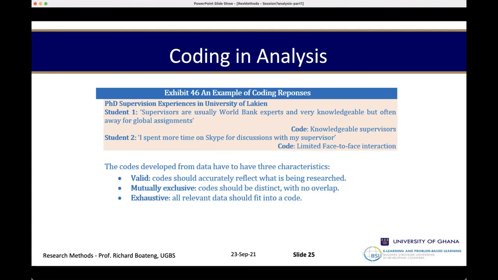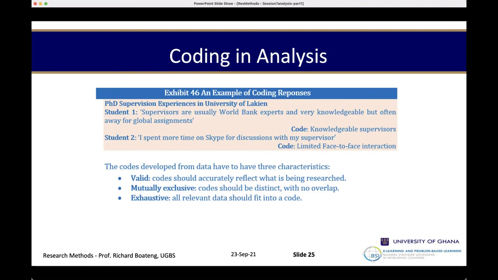Okay, so let's take it on. All codes have to have three characteristics. They are supposed to be valid. Code should accurately reflect what is being researched. Number two, they should be mutually exclusive, meaning that codes should be distinct and not overlap.